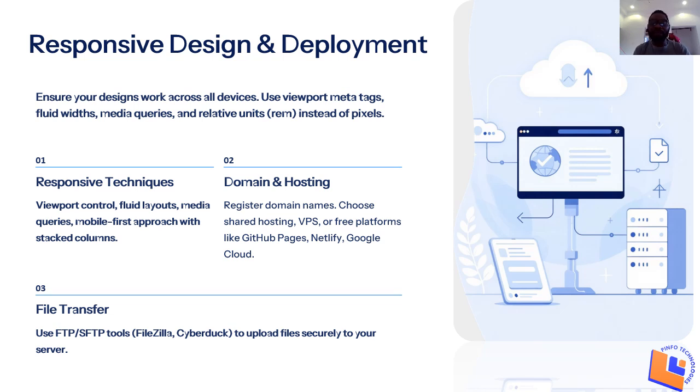Then domain and hosting. Once you finish that, you look at domain and hosting. Register a domain name, choose shared hosting, VPS, or a free platform like GitHub Pages, Netlify, or Google Cloud to host your website. Then file transfer. There are different file transfer protocols. You can use FTP/SFTP tools like FileZilla and Cyberduck to upload files securely to your server.